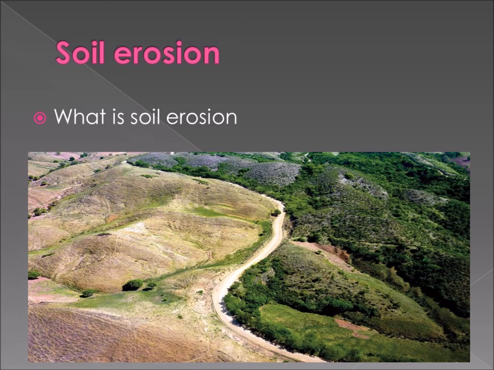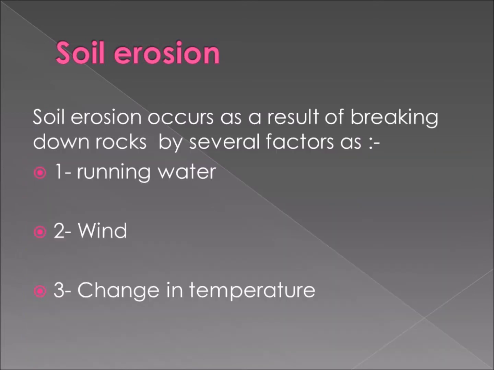Soil erosion occurs as a result of breaking down of rocks. Mainly breaking down of rocks causes soil erosion. How are these rocks broken down? By three factors. Number one, running water. If we have running water, this running water causes breaking down of rocks and it causes soil erosion.